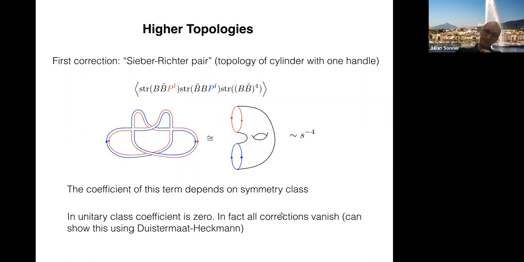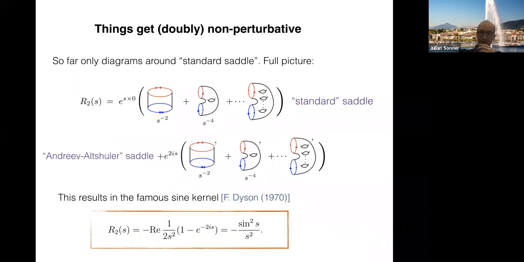Okay. In fact, in the unitary symmetry class, all the higher order corrections vanish, which you can show by using localization. But what I want to point out is that we've only looked at the diagrams around the standard saddle. But the full picture is that you ought to take the contributions from the standard saddle, which are 1 over s squared, 1 over s to the 4, and so on. You can have all of these genus G Riemann surfaces with 2 boundaries contributions. But that's not all. In fact, you get the contribution around the second saddle, which is this so-called Andreev-Altshuler saddle, which is a perturbative expansion around the second saddle.